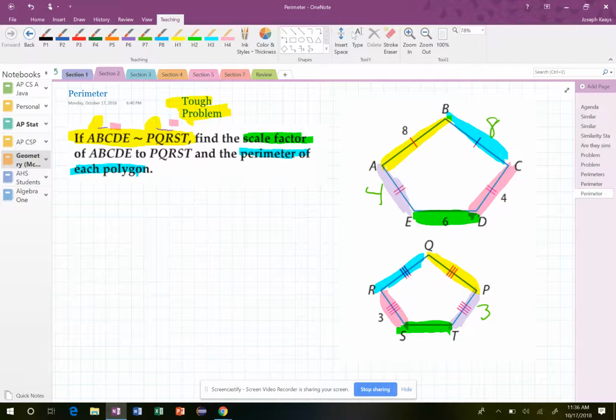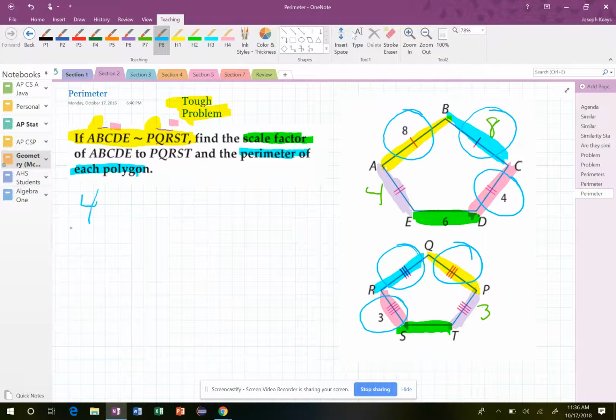Okay, so let's try finding the scale factor. Well, I can't find the scale factor between these two shapes because I don't know those two sides. I need to know the scale factor between two corresponding matching sides. Well, the team yellow, once again, I got 8 and I got this mysterious side. I can't find the scale factor. This one is 4 and that one is 3. That's great news. I got 4 divided by 3. And when you take 4 divided by 3, that's going to tell you the scale factor.